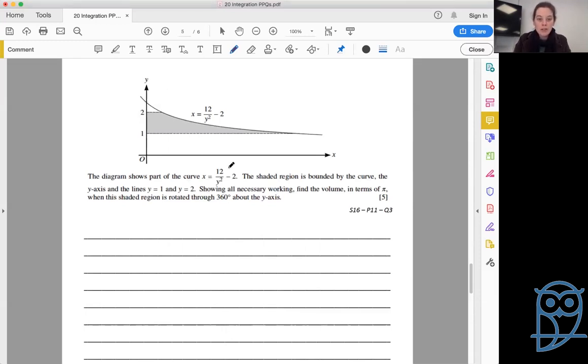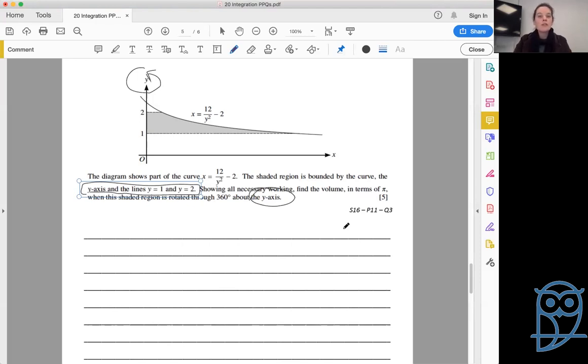We have a part of a curve. We have a shaded region bounded by a curve, the y-axis, and the lines y equals 1 and y equals 2. So alert systems are ringing. Showing all necessary working, find the volume in terms of pi when this shaded region is rotated through 360 degrees about the y-axis. So we are rotating around the y-axis. We are not working with respect to the x-axis.